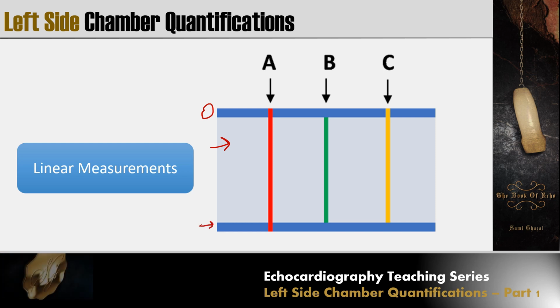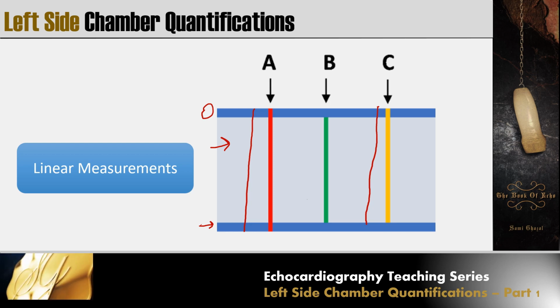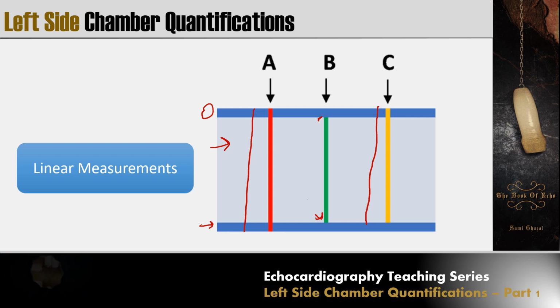So we have many ways to measure a cavity or a tissue. It is either from outer edge all the way to the outer edge, or from outer edge to inner edge, and we call it leading edge to leading edge, or from inner edge here to inner edge. So we have A and B and C.